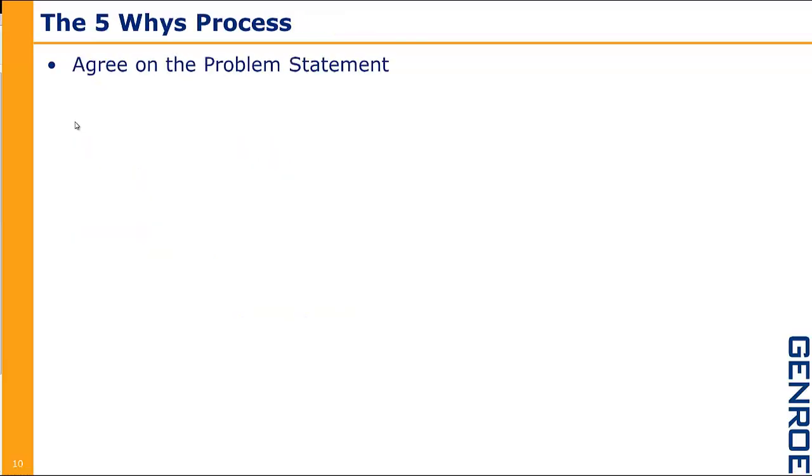So now let's talk a little bit about 5 Whys, and 5 Whys is one of these root cause analysis processes. The first thing we do when we go about a 5 Whys process is we need to agree on the problem statement. So we need to really agree and identify what it is that we're trying to solve. And this is not always easy. It's really something that you need to think carefully about sometimes.